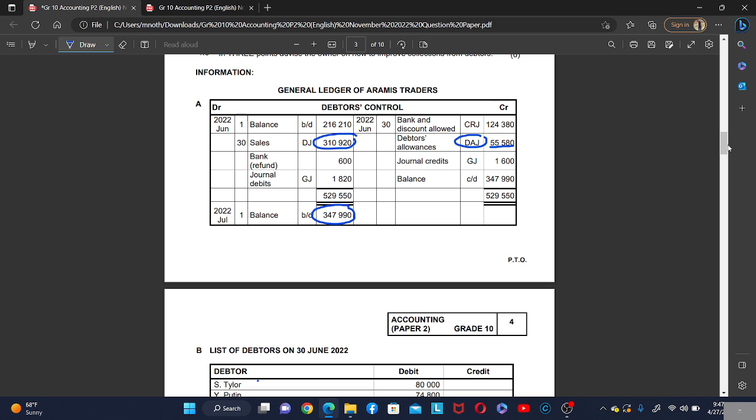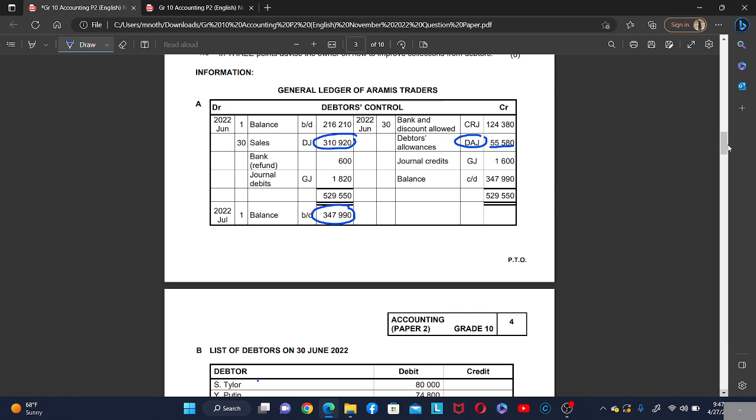Maybe a debtor came and paid the business. So the debtors control was supposed to decrease, but then this was not recorded, meaning that we will have to come here to the CRG and add that money to show that your debtors paid. So those are the kind of errors.